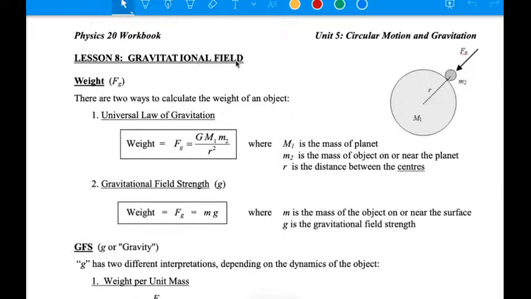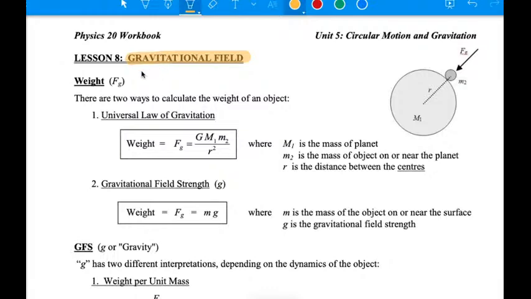And the field of physics that works on this is this concept of fields. So today we're going to look at our most simple and most common type of field, the gravitational field. And this will create a foundation for a lot of the other fields that you'll be looking at in Physics 30.